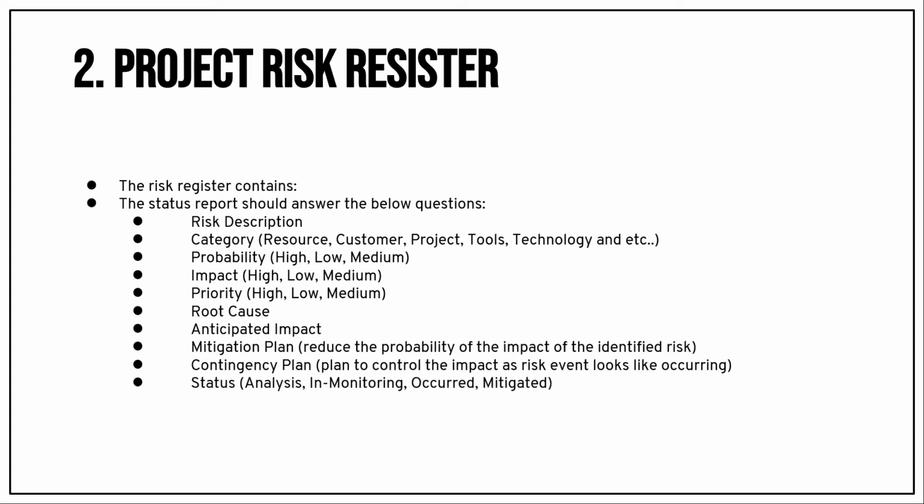And status. What is the status of the risk: analysis, monitoring, occurring, or mitigated? And the last one is the due date of the risk, when we need to close this risk. So this is the risk register. The risk register may be a part of the status report and executive summary report.